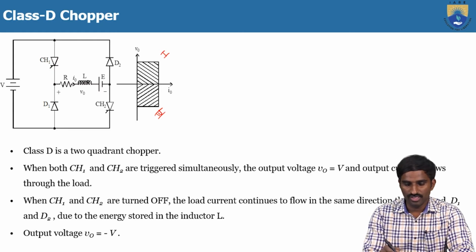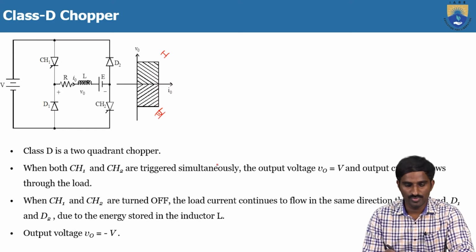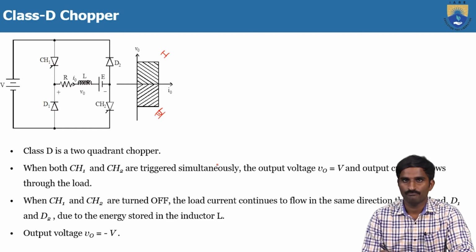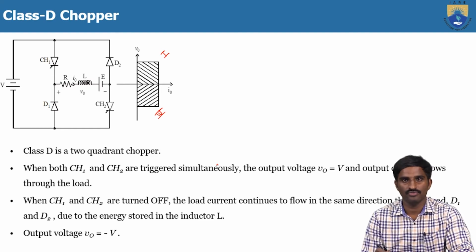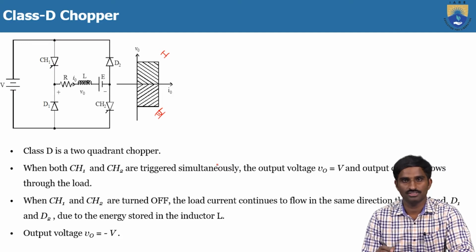Because in the first quadrant both the voltage and current are positive, and in the fourth quadrant the voltage is negative and the current is positive. So by using this Class D chopper we can operate in either the first quadrant or the fourth quadrant according to our requirement. Then, how does the Class D chopper operate?